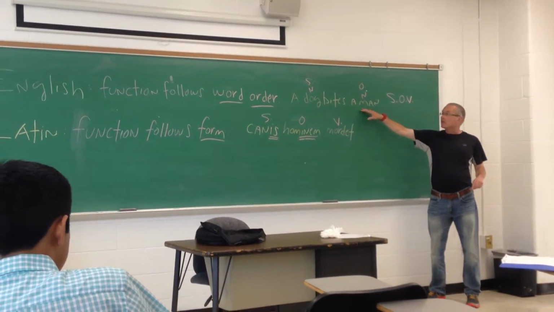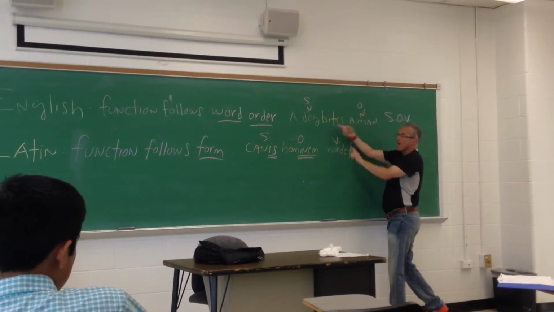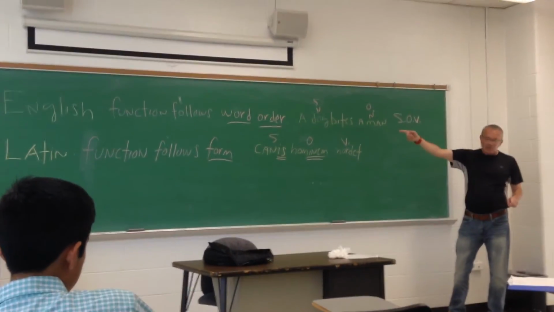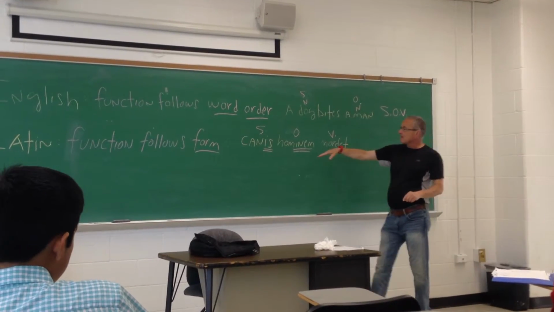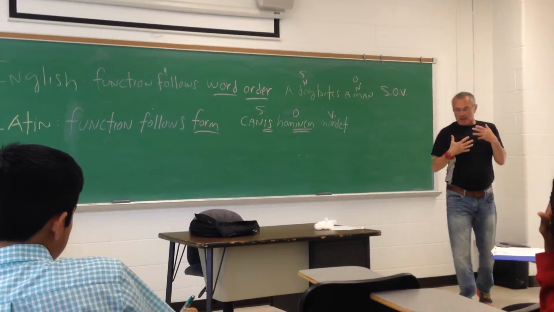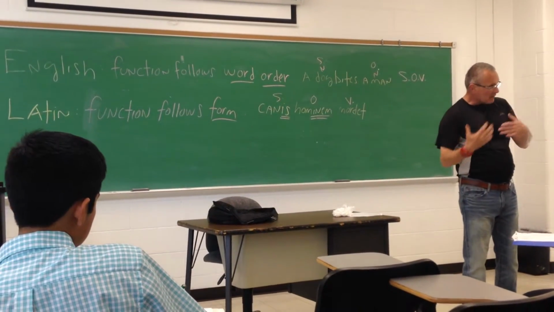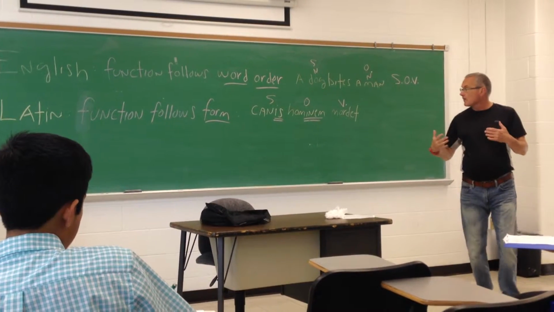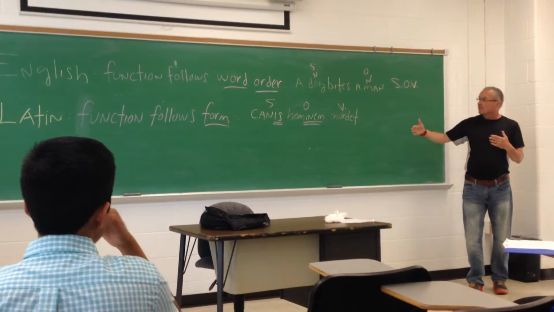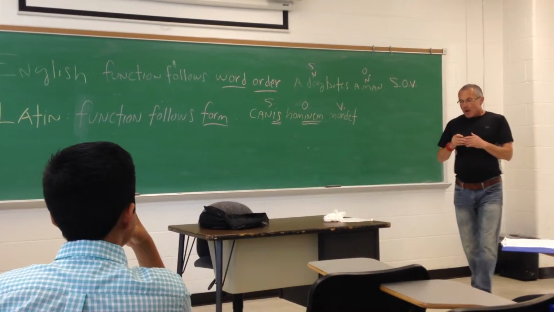We didn't do that in English. If I want to change the English sentence around, I just switch the order of man and dog. But I don't have to change the spelling of man and dog. But Latin is different. So in Latin we say function, again by which I mean what job, what work is a noun doing? Is it the subject, is it the object, whatever. Function follows form. So this is just a really basic difference in how Latin works and how English works.